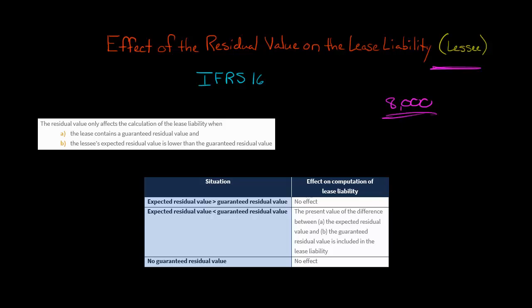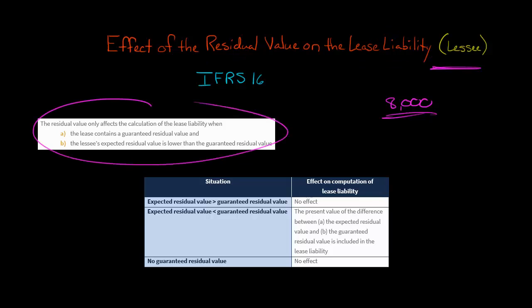Now, not only do we need a guaranteed residual value, we also need the expected residual value. That's what the lessee thinks the residual value is actually going to be, like what the fair value of this asset is going to be at the end of the lease term. That needs to be lower than the guaranteed residual value. If both those things are true, then the residual value will affect the lease liability.